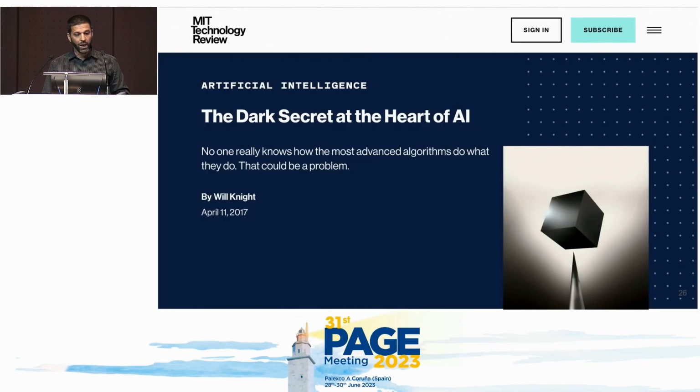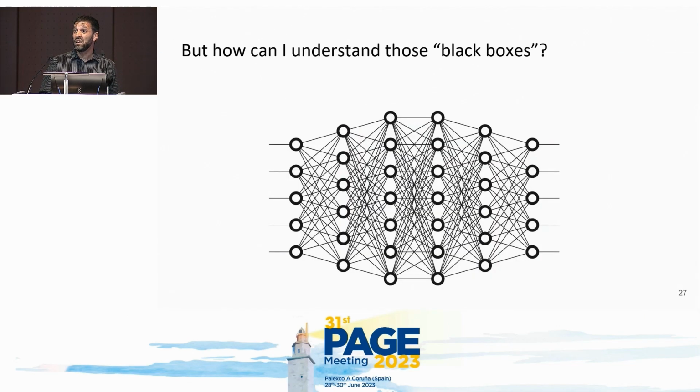So I would like now to go to MIT Technology Review, the dark secret at the heart of AI. No one really knows how the most advanced algorithms do what they do. That could be a problem. Is that really like this? So when we all see this kind of graphs with neurons and stuff like this, is it really so hard to understand?